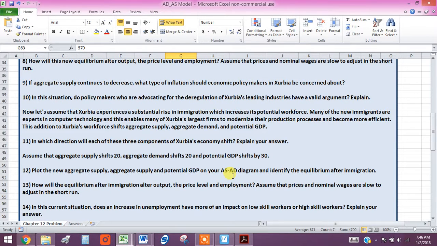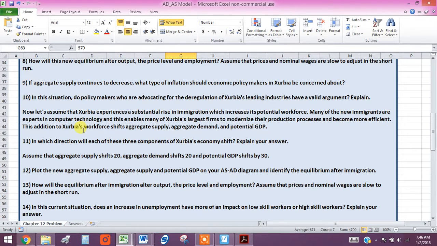Okay, we are picking up on question 11, but before that, we need to make some additions to our graph. So we're assuming that Exerbia experiences a substantial rise in immigration, which increases its potential workforce. Many of the new immigrants are experts in computer technology, and this enables many of Exerbia's largest firms to modernize their production processes and become more efficient.